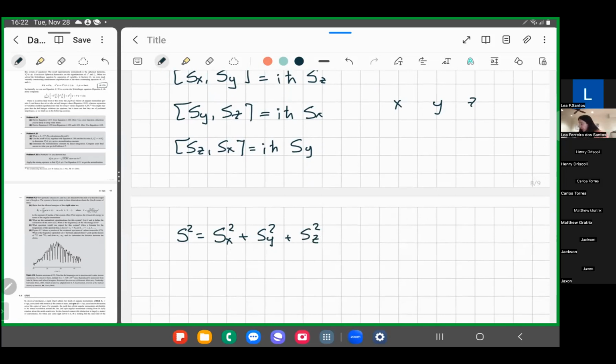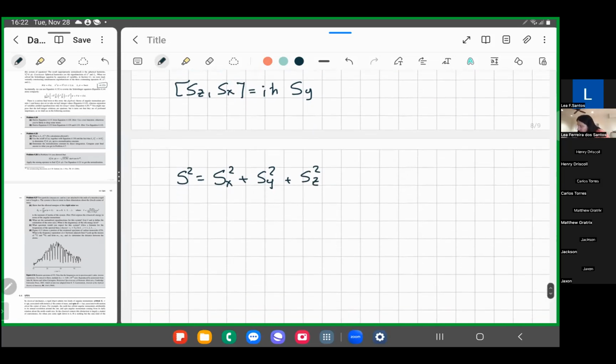Again we select two. Now S squared commutes with SX, commutes with SY, commutes with SZ. Again, we are going to pick S squared, the total, and SZ, and we are going to be looking at their eigenstates. The eigenstate, we are going to call it SM.